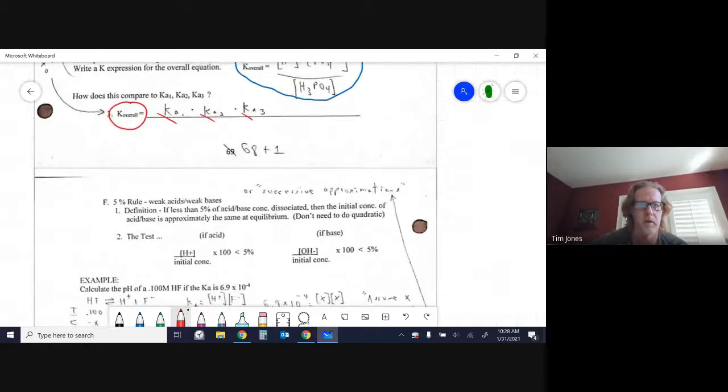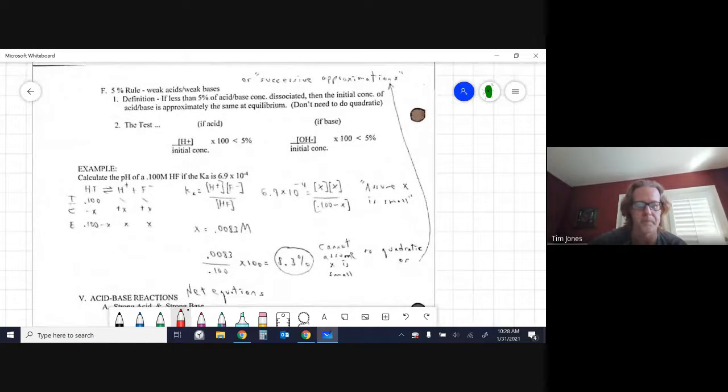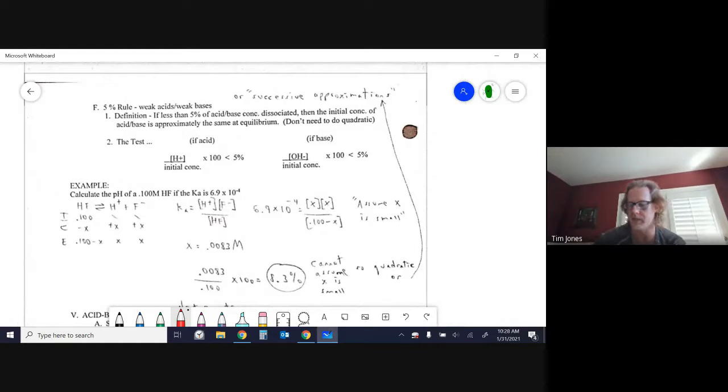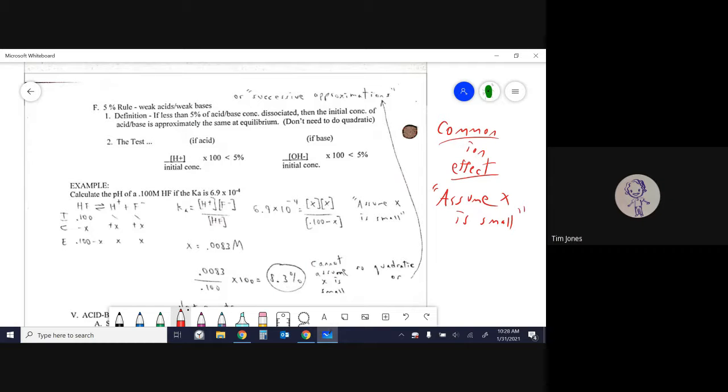All right, the 5% rule. Last unit, when you were doing common ion effect, I told you to go ahead and assume X is small. And it made the math easier. And X usually was really small. It was usually so small it didn't affect the concentration of the common ion that was already present. And of course, at some point somebody asked, well, is there a time that we can't make this assumption? And yes, there are times.